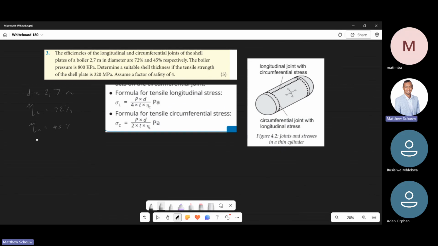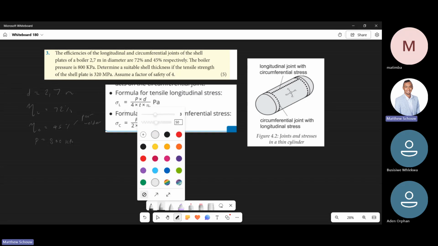So this is not typically a good joint. Obviously, it should have a decent efficiency. This is probably a poor, unqualified welder welding here. Nevertheless, they're saying the boiler's pressure is 800 kilopascals, and what they want us to determine is the shell thickness, if the tensile strength of the plate is 320 and we assume a factor of safety of 4. If you look at the equation over here, we are looking for t. Can you see that there? It's just a manipulation, and we have all the other individual parameters.